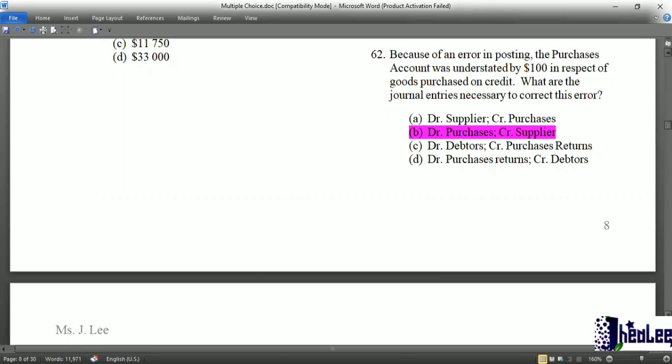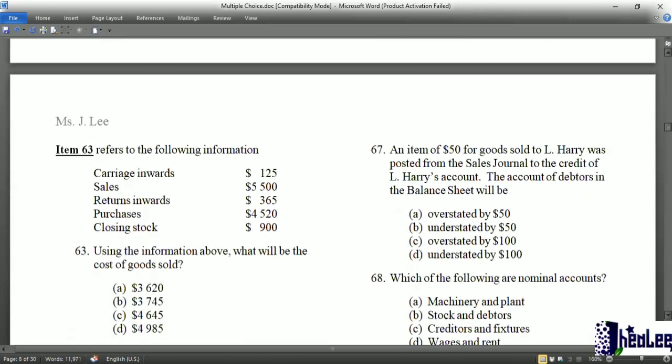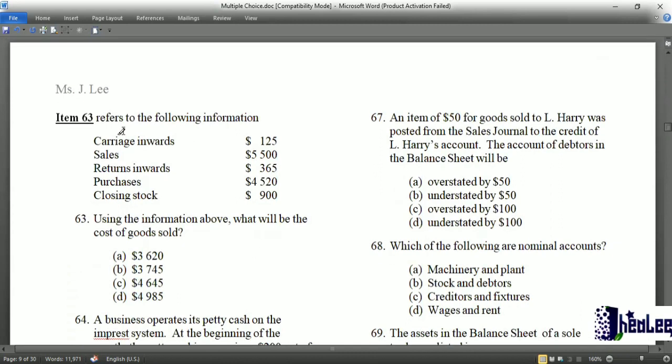Number 63. Item 63 refers to the following information, and from that, you're asked what will be the cost of goods sold. For you to calculate cost of goods sold based on information that we have right here, that would be your purchases, add your carriage inwards, less your closing stock, and your response there is B, $3,745.